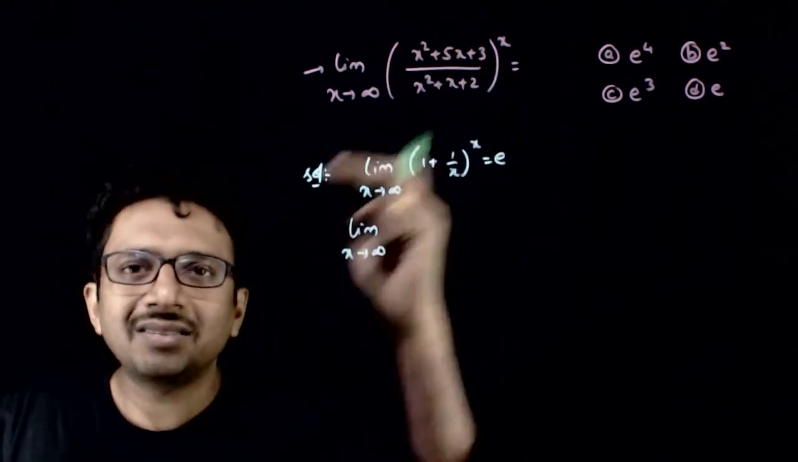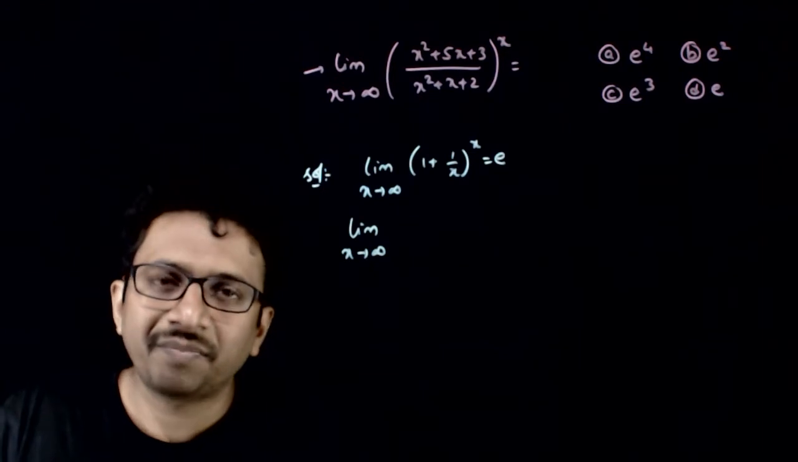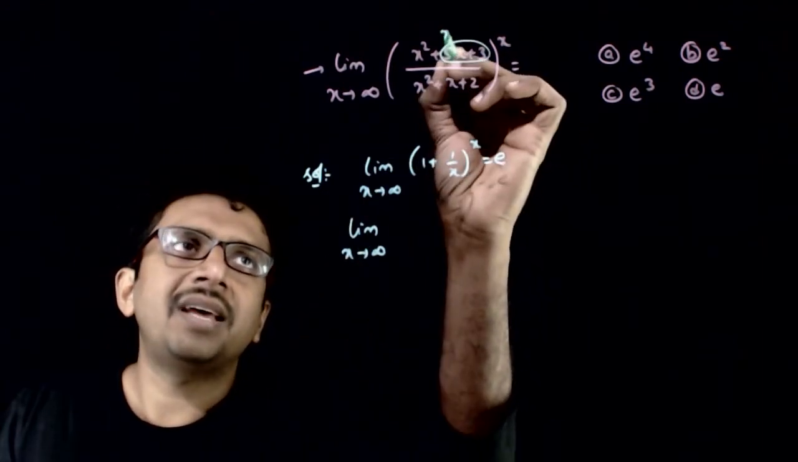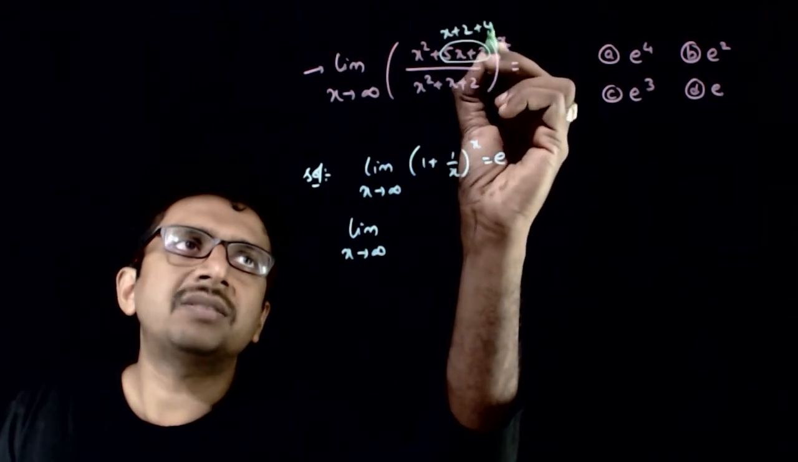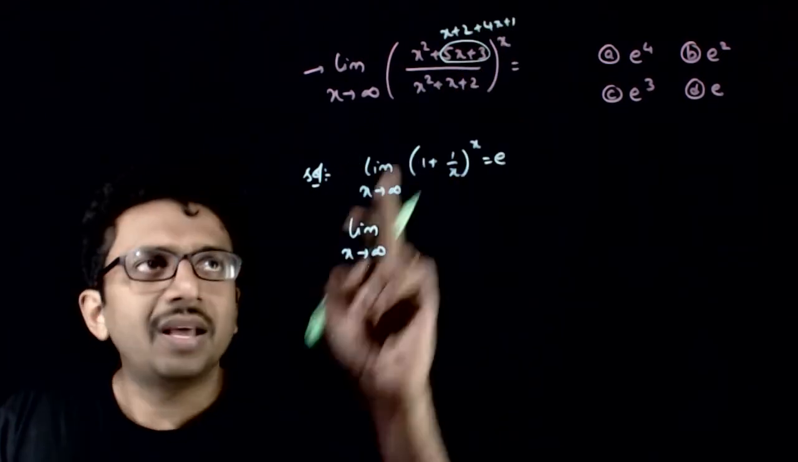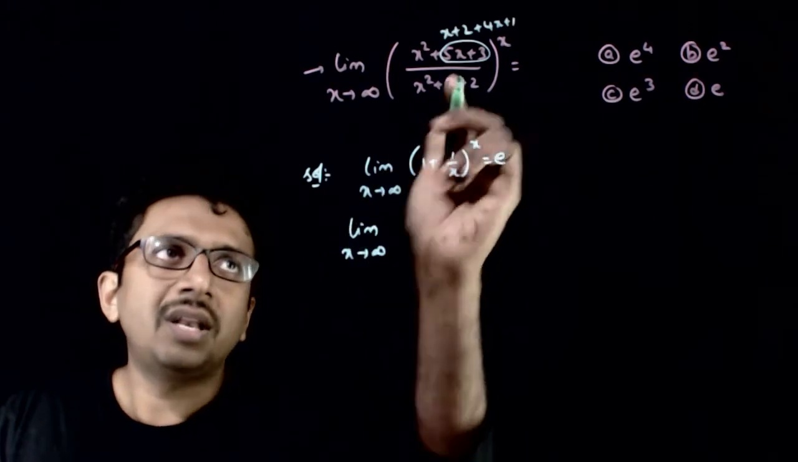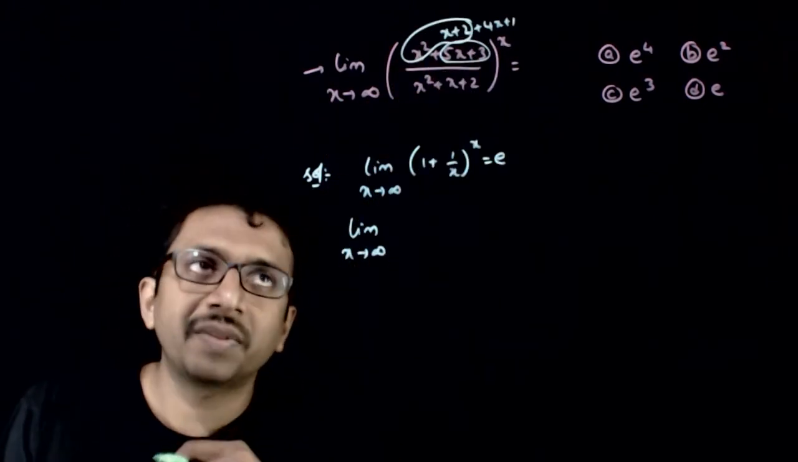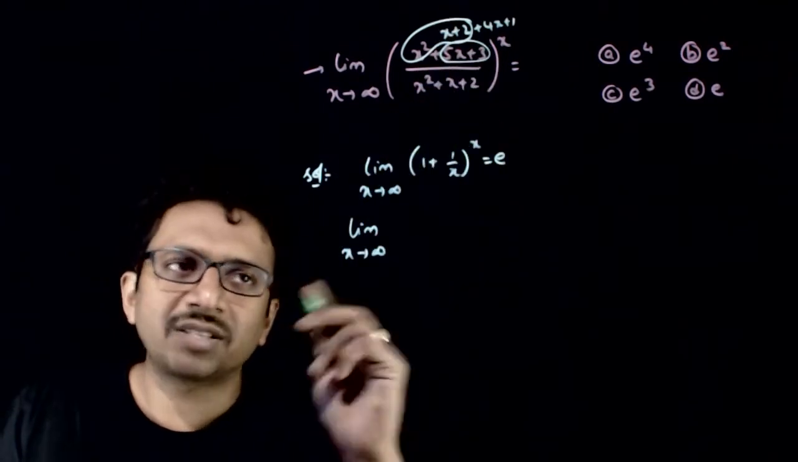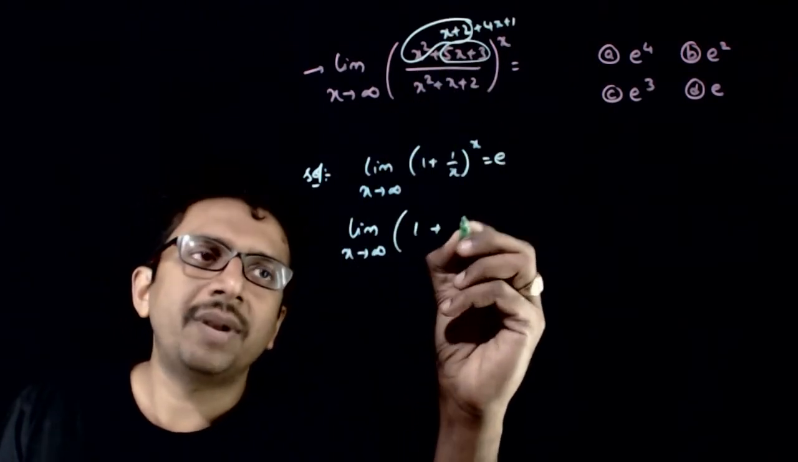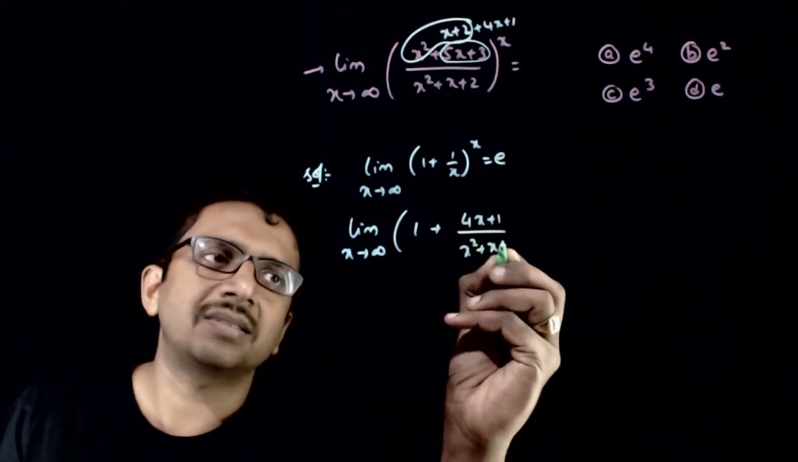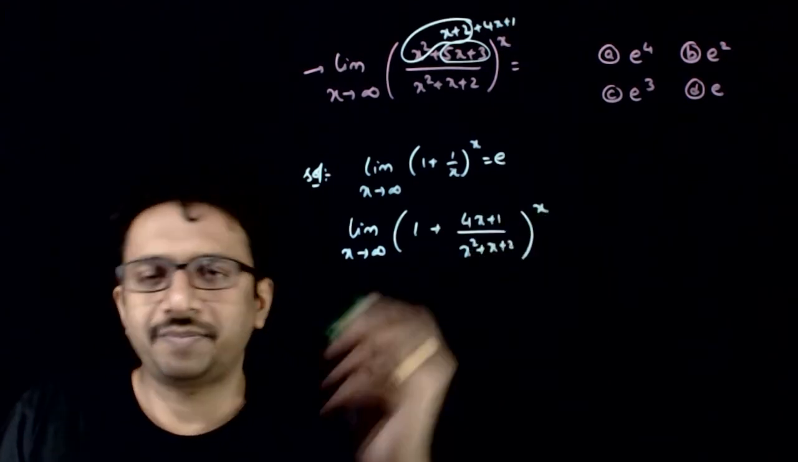To exactly get this limit, I need to have a 1 extra. So what I do is this 5x plus 3 can be written as x plus 2 plus 4x plus 1. Now I'll separate x square plus x plus 2 and 4x plus 1 separately. So x square plus x plus 2 by x square plus x plus 2 is 1, plus 4x plus 1 by x square plus x plus 2, whole power x.